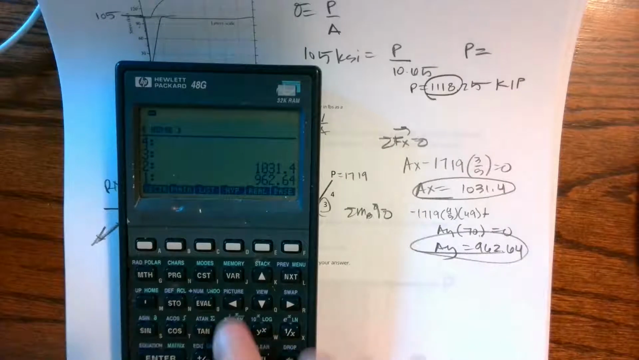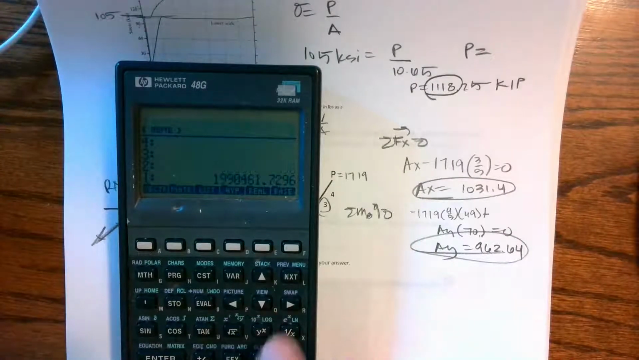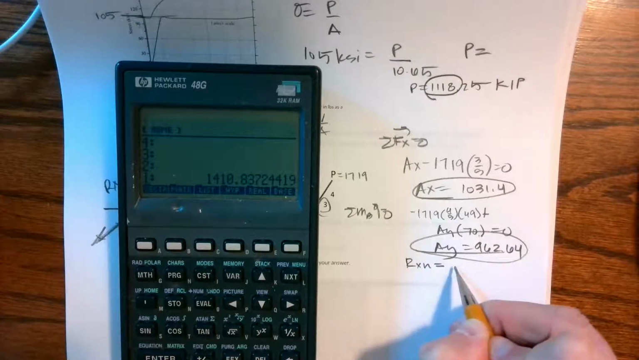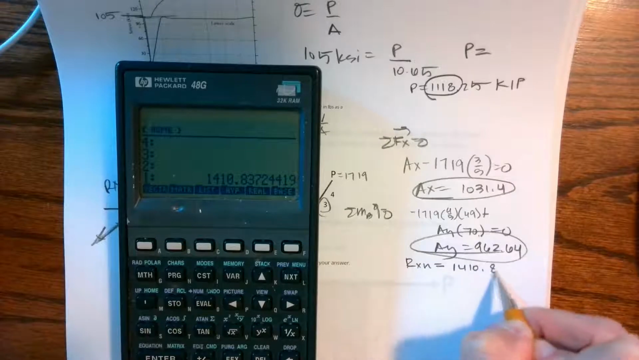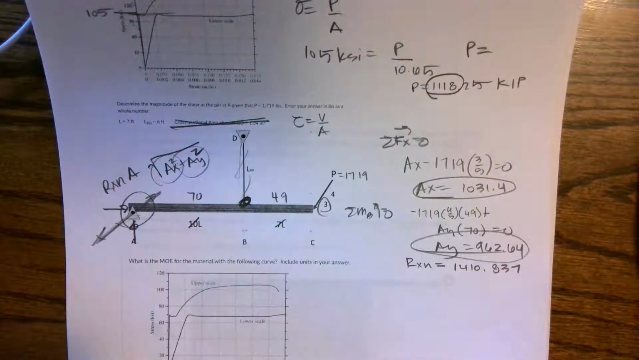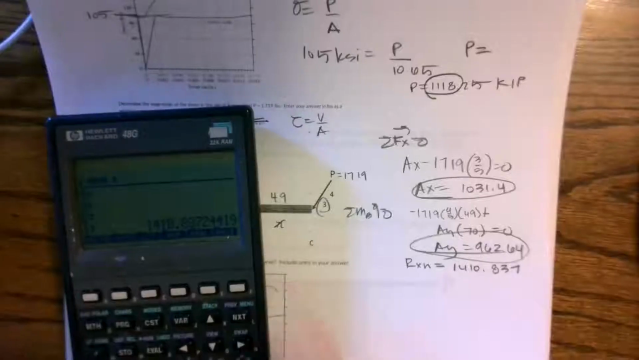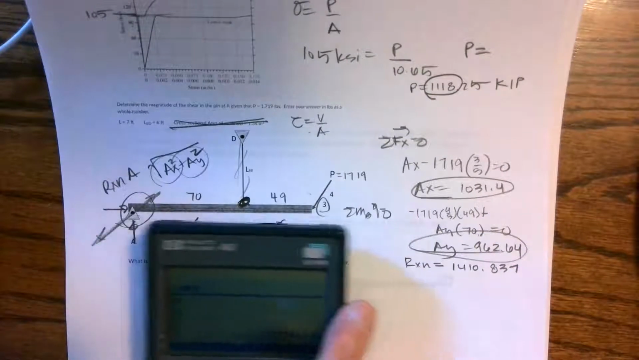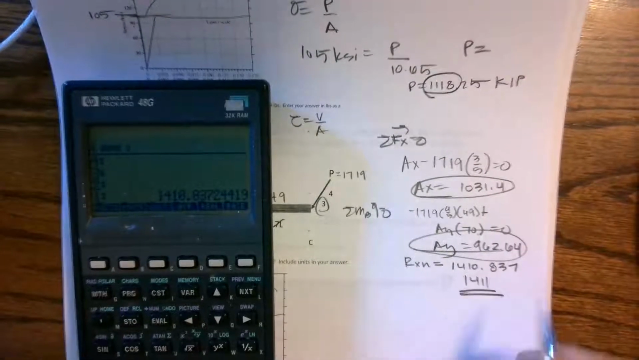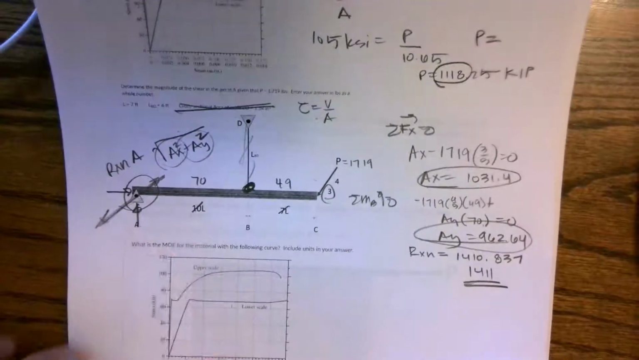So we've squared, squared, added them together, taken the square root, and I'm going to get that my reaction resultant at A is 1410.837, whatever my units are, pounds. As a whole number, I'm going to have 1411. That's going to be the actual shear force that's acting on that pin.